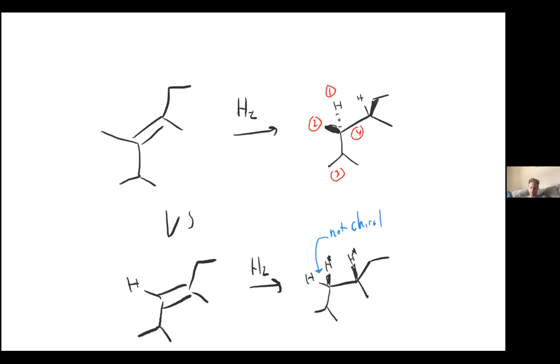So technically your product would be like having two dashes and two wedges here. It just doesn't matter because one of your centers isn't chiral. So then it's just going to end up being a line in the end product. Does that make sense? Yeah.